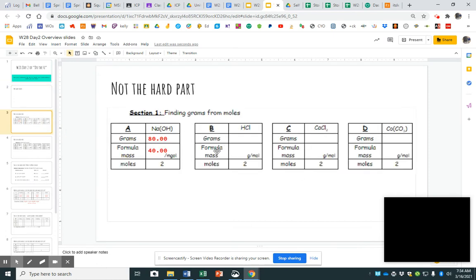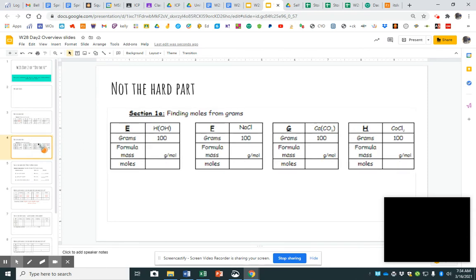The first part is find the formula mass, find the grams per mole. This can't be the hard part. So I've done one of them there. Formula mass for sodium hydroxide is 40.00, and 2 times 40.00, you multiply up, you divide down. So this part you're multiplying up, that's not the hard part. This part you're dividing down, that's still not the hard part.